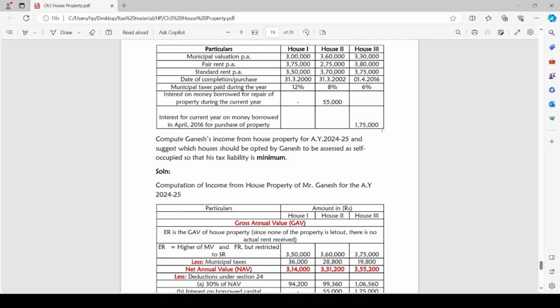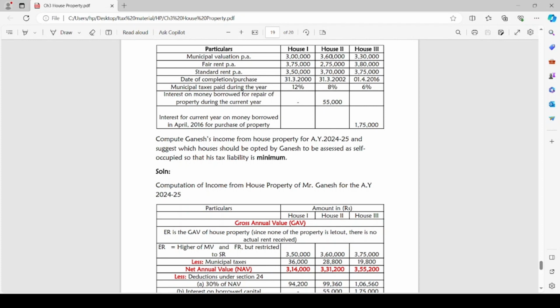How to compute expected rent? It is higher of municipal value or fair rental value but restricted to standard rent. Here for house number 1, the higher of municipal value and fair rental value is rupees 3,75,000, which is restricted to standard rent, that is rupees 3,50,000. So the GAV of house number 1 is rupees 3,50,000. For house number 2, higher of municipal value and fair rental value is 3,60,000. It is restricted by standard rent.